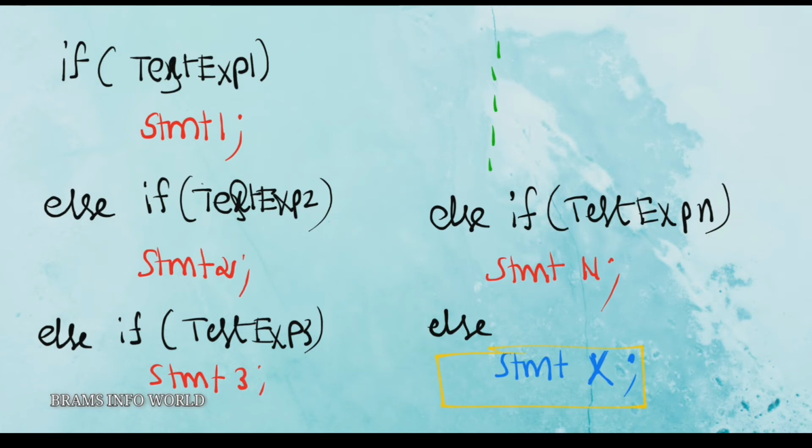And one more thing, the conditions are evaluated in order. If any test expression is true, maybe test expression 1 or 2 or 3 or n, then only that statement is executed, either statement 1 or 2 or 3 or n. Once a statement is executed, the entire chain is terminated. So only one statement is executed among all the n statements, that may be 1, 2, 3, n or x, only one. That is a key point, right?